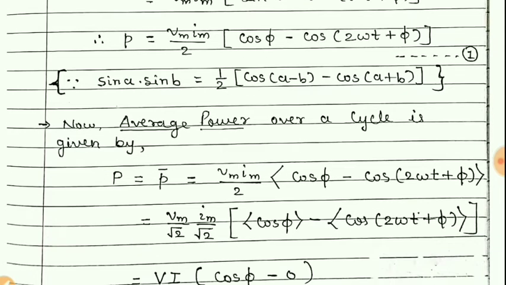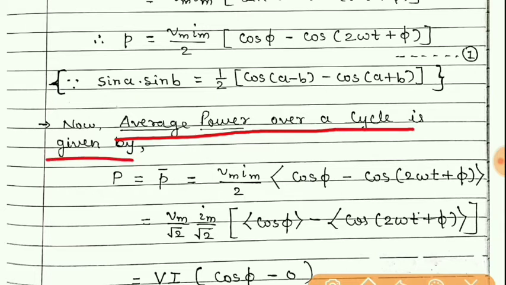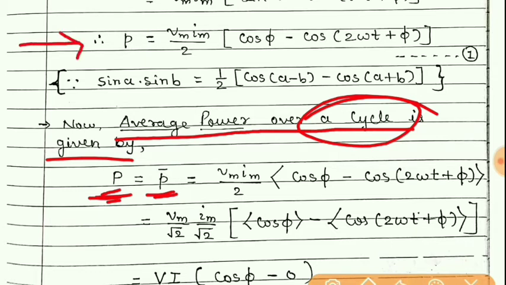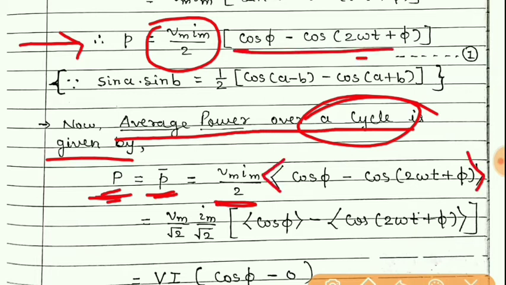Now average power over a cycle is given by, over a cycle means over one period of time, is given by capital P. This capital P is nothing but it is average of instantaneous power, that is this. So when we take the average, we know that the constants are taken out, so here constant is taken out, and average of this term.